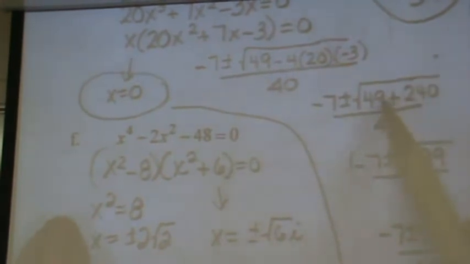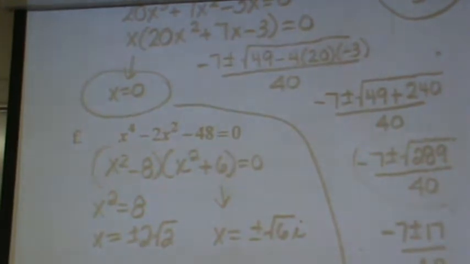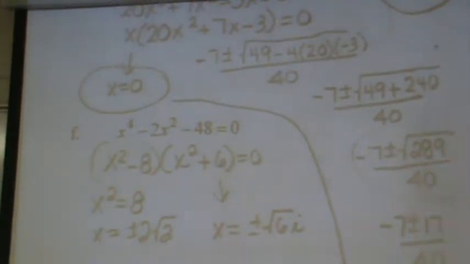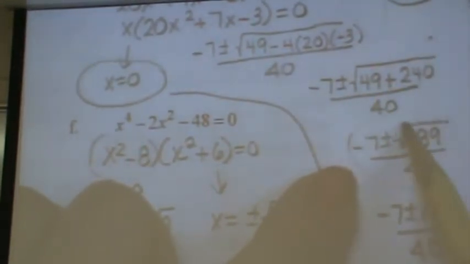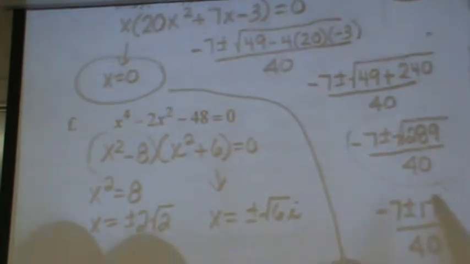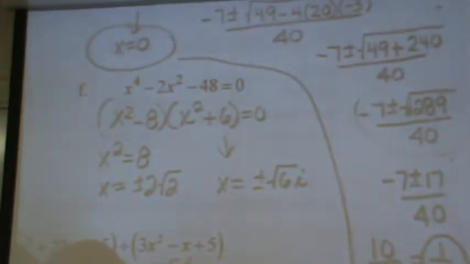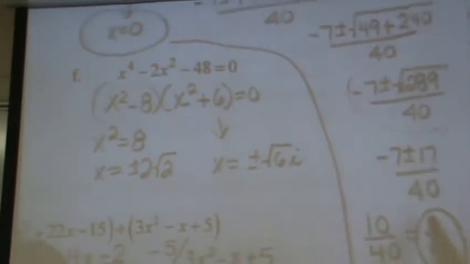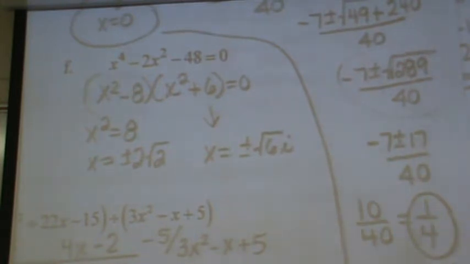So I had a little mistake here, 49 and 240 is 289. How did you get those numbers? These two right here, well, 49 and 240 is 289, and the square root of 289 is 17. So you have negative 7 plus 17, which is 10, over 40, 1/4. And negative 7 minus 17 is negative 24 over 40. I divided them both by 4, and I got negative 6. So I simplified, reduced this twice. Okay?